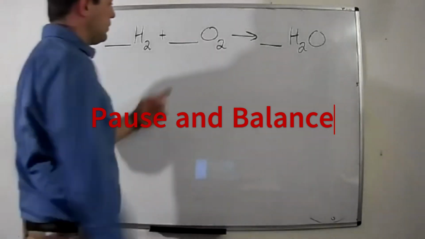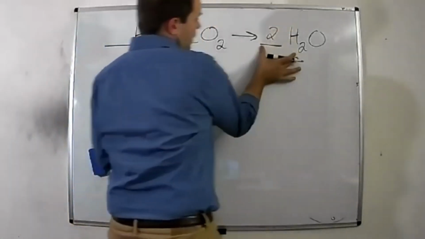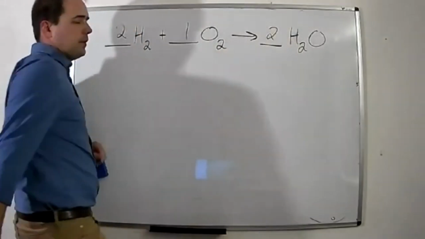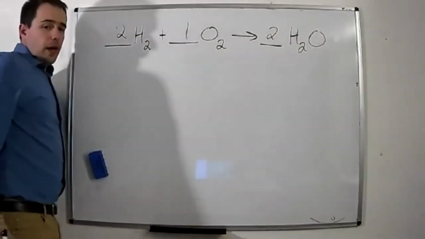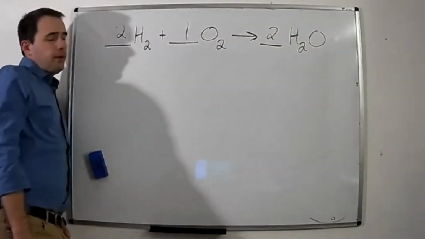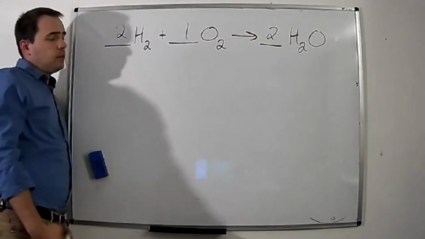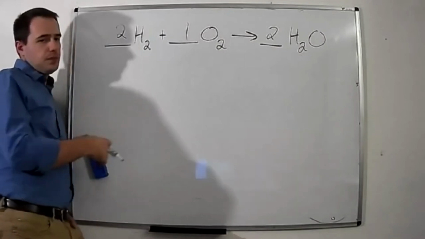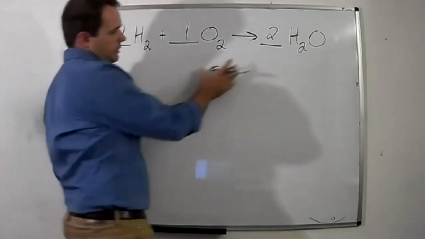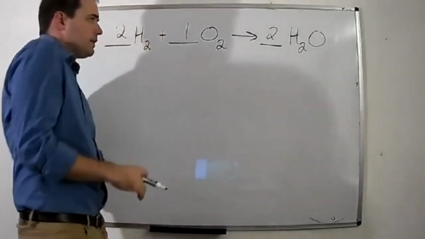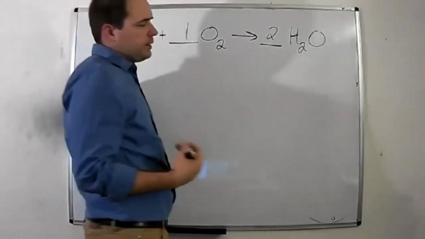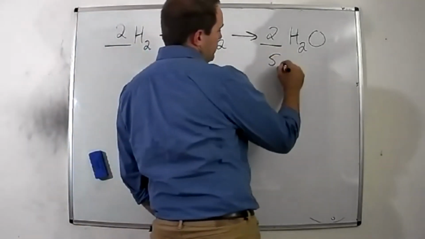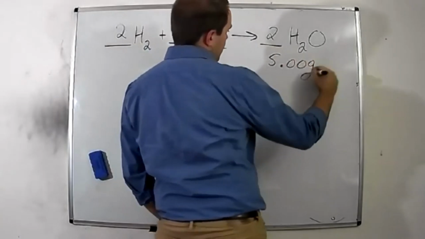All right, so we got 2 oxygens. We're going to pop a 2 there. 4 hydrogens. We pop a 2 there. There we go. Let's say that you're working on a hydrogen fuel cell, which is what this would be. A hydrogen fuel cell would take hydrogen and oxygen gas, combine them to make water. And let's say your goal is to make 5.00 grams of water.